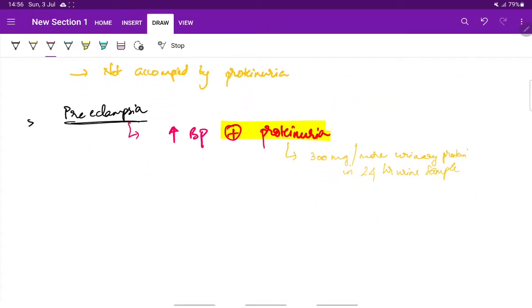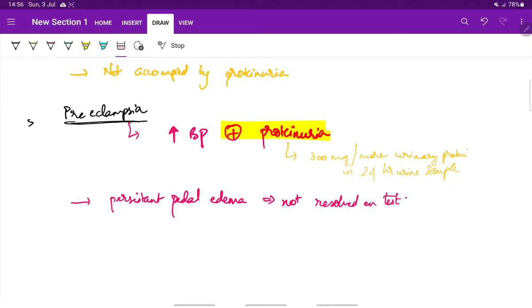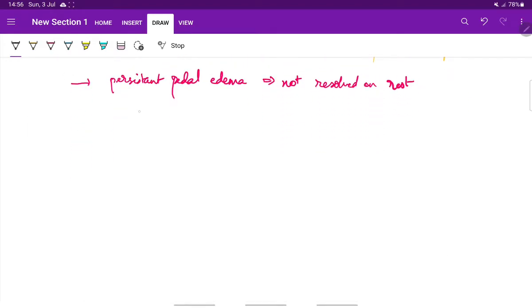Next, in preeclampsia, there will be persistent pedal edema, which is not resolved on taking rest. Normally, there will be physiological edema in pregnancy, which resolves on taking rest, whereas here in preeclampsia, the edema does not resolve even on taking rest. So this preeclampsia can be mild or severe. Mild preeclampsia and severe preeclampsia.